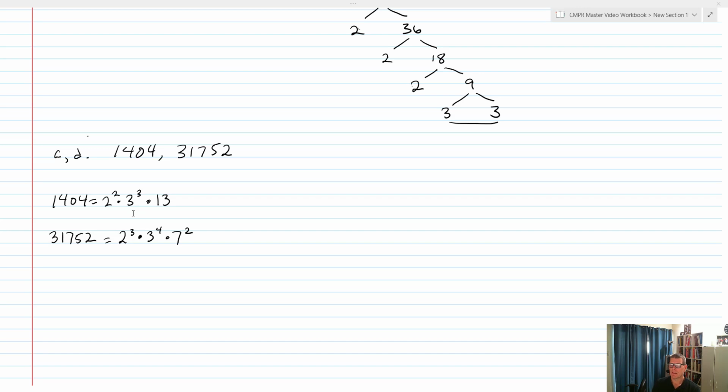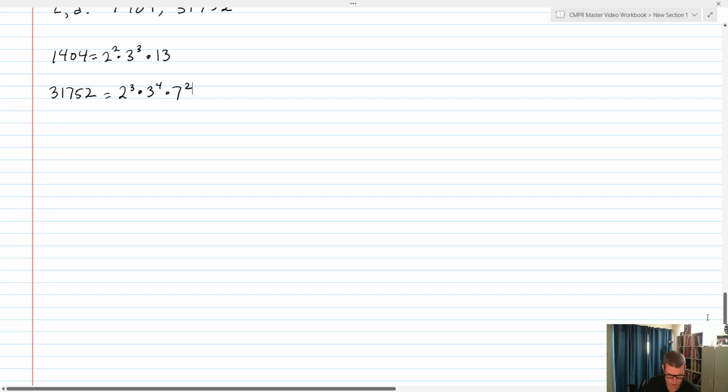Now, the next two ideas that we're going to do are the greatest common denominator, or the greatest common factor, the GCF or the GCD, and the least common multiple, or the LCM. So let's start out with the GCD, or greatest common divisor, actually, is also one of the phrases.